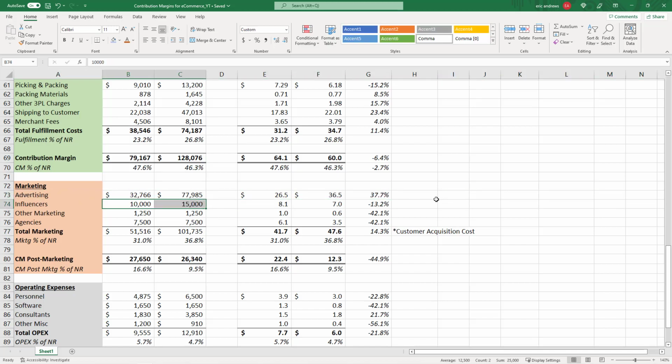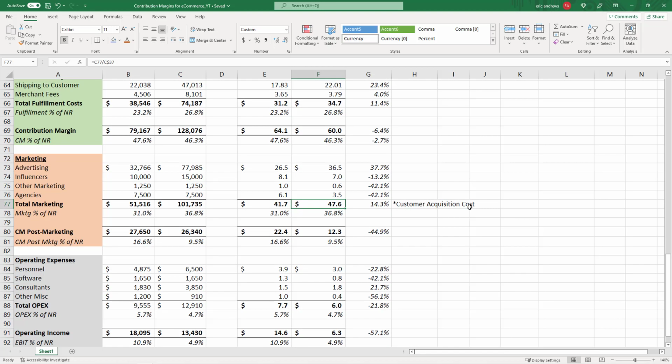Maybe they're doing influencer partnerships where they're paying influencers to promote their products. Other marketing could be many different things, agencies. And so we're saying that all in, this business basically spends between 31 and 36% of its revenue on marketing. And so the marketing cost per order this month is about 42, and this month it's about 48. And so your post-marketing contribution margin, or contribution margin post-marketing, in this month is $27,000. So it's only $22 an order. And then this month, it's only $12 an order.